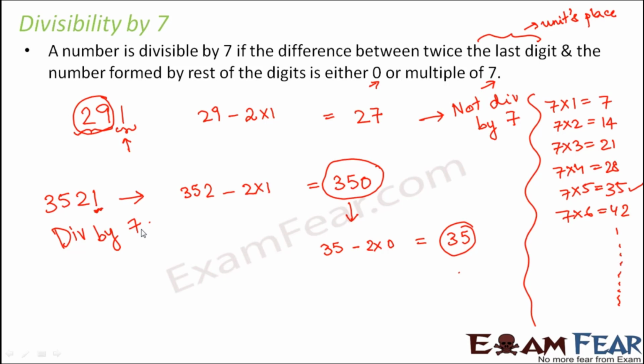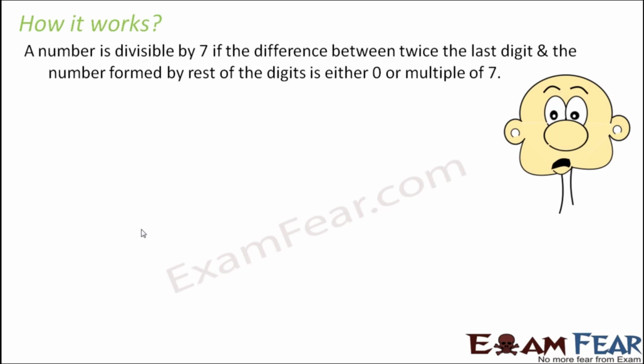Now here also, this was a little complicated, that we have to subtract twice the last digit from the remaining number. So why is such a complicated system in place? You might be curious to know how this rule works. Why have we made this a rule for divisibility by 7? In order to explain this, I will again take the same example of 3521.